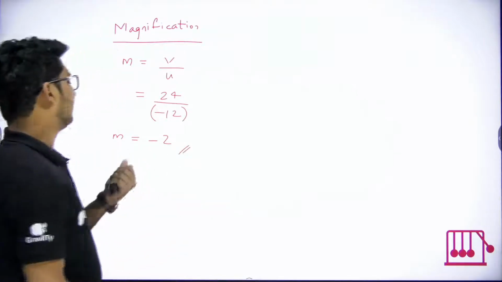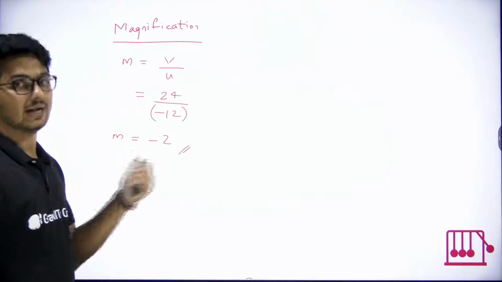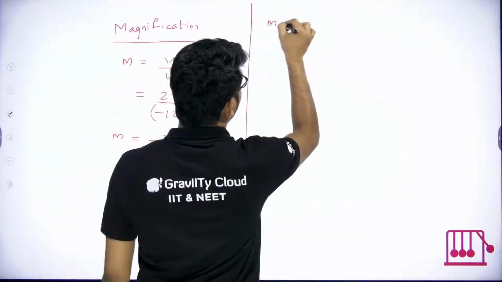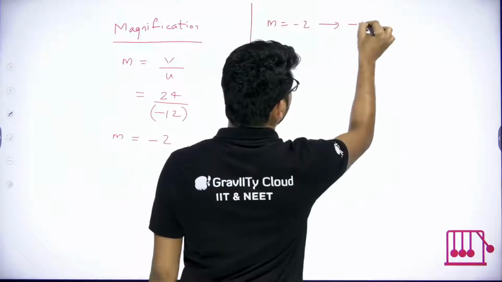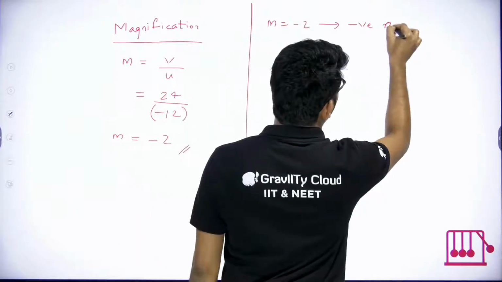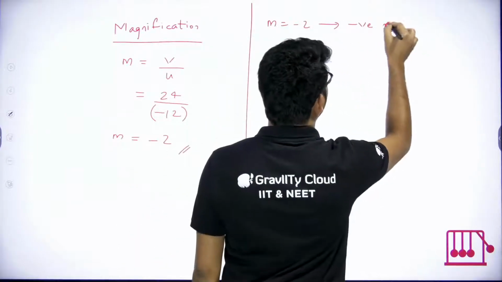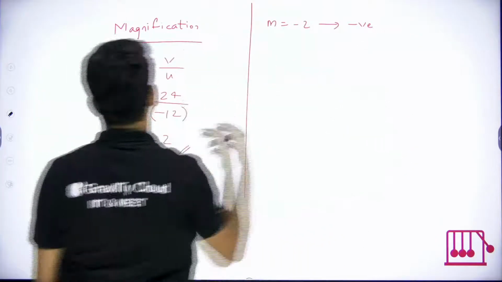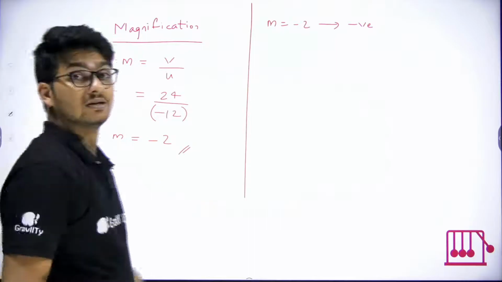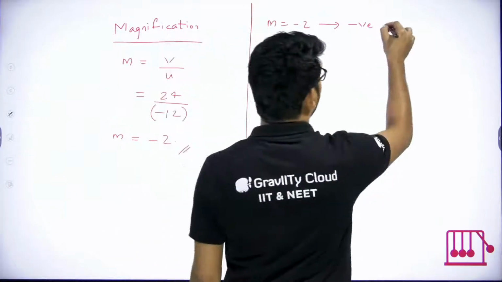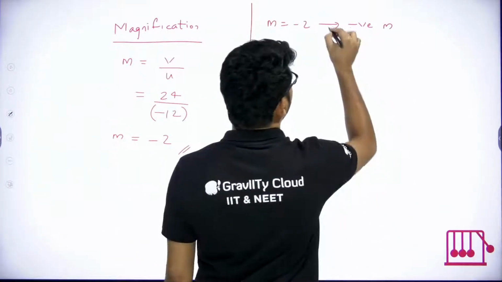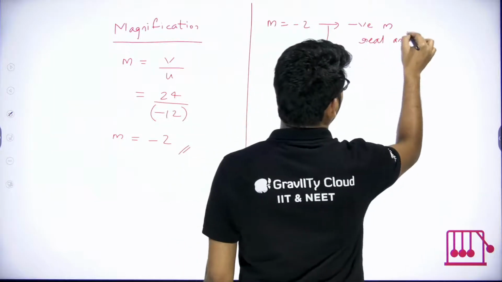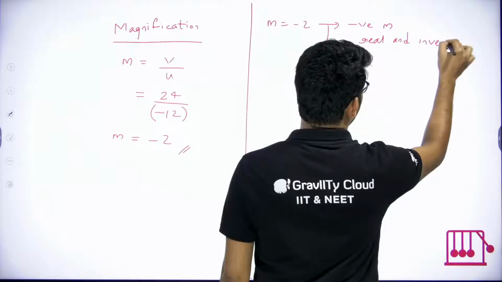So you got magnification as negative. Right? And what does negative magnification mean? M is equal to minus 2. It implies negative magnification. And what does negative magnification imply? Everyone, it implies a real and inverted image.